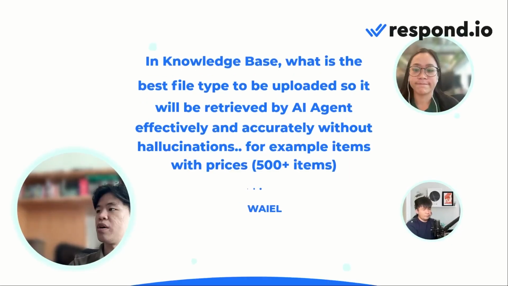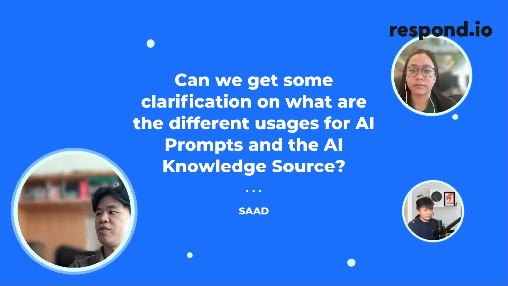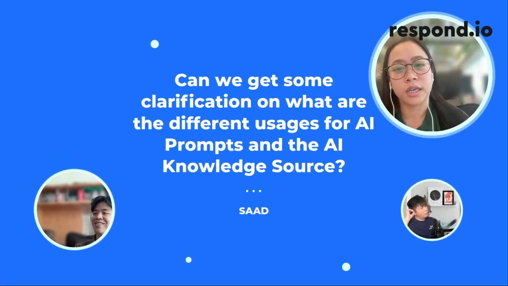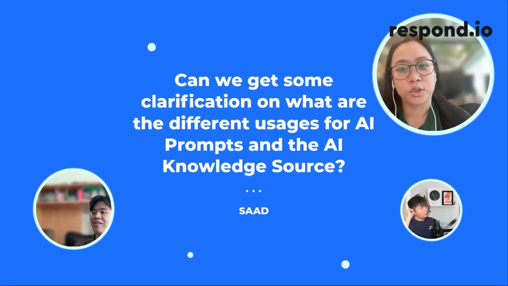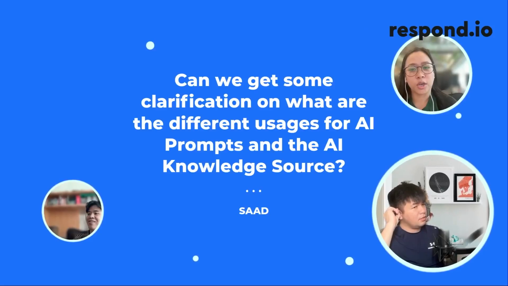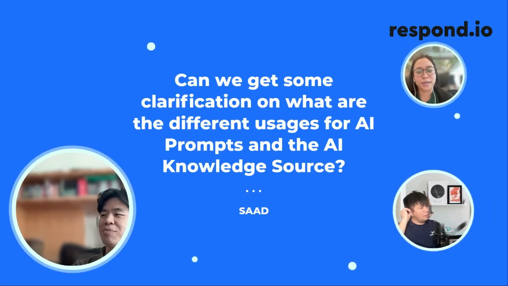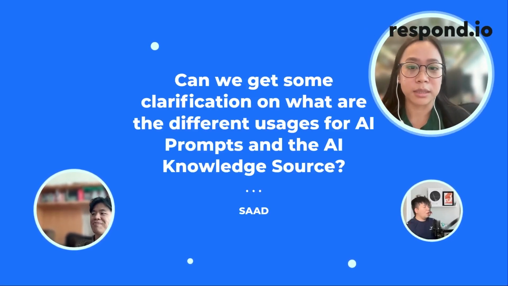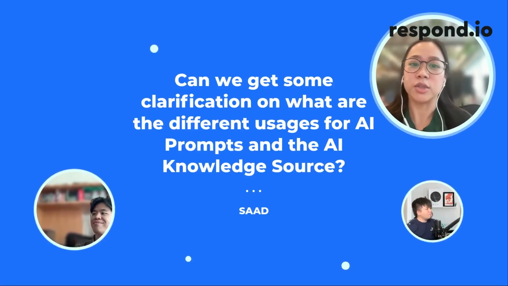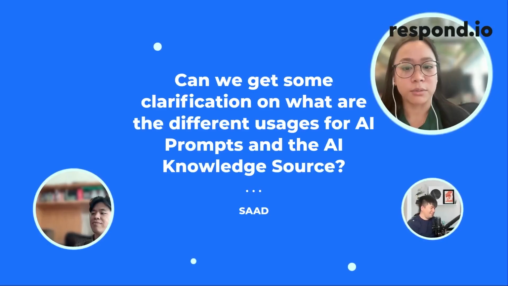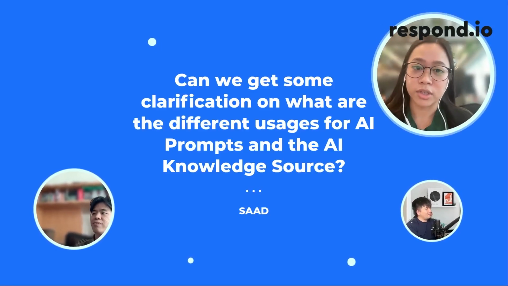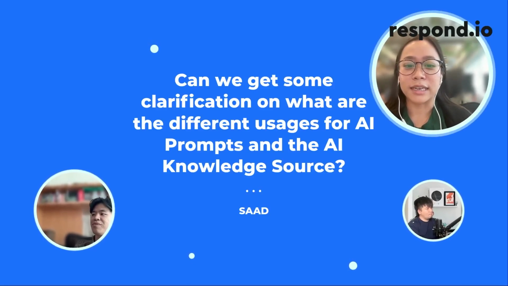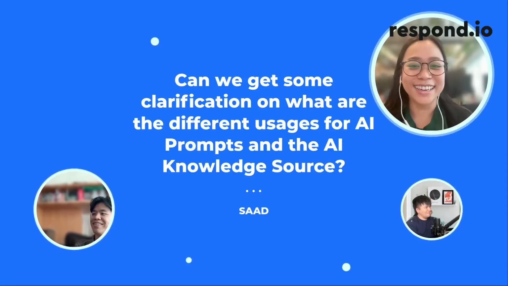Next question, Saad. Can we get some clarification on what the different usages are of AI prompts and AI knowledge sources? Is this about AI credits? Generally, AI prompts are your instructions on how you expect the AI agent to act, meaning do this, then do that. But the AI knowledge source is how they do it, what responses they give. So imagine one is the instructions, one is the book they refer to. If that answers your question, Saad, great. If it's not what you meant, feel free to clarify what you mean by this.